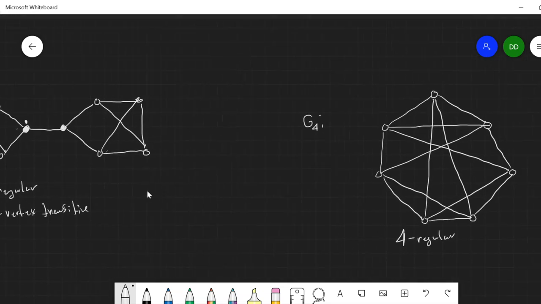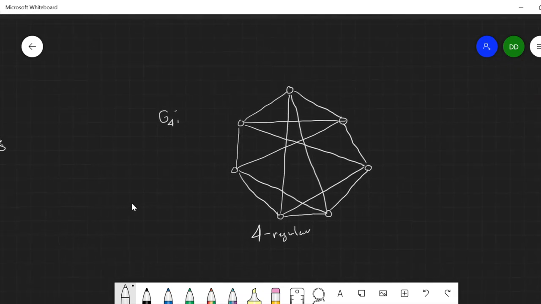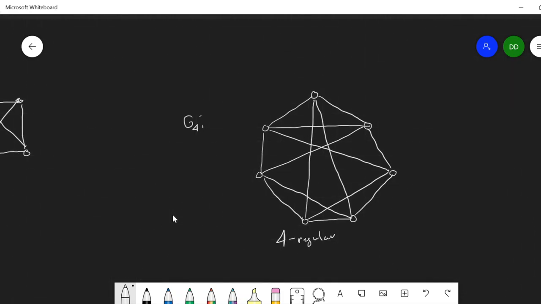This one is 4-regular. But it's also not vertex transitive. So again, that's a little bit harder to see. I'm going to focus in on this vertex, and I'm going to count triangles. You might come up with a better argument than me, but what I thought of was the number of triangles that this vertex is contained in.